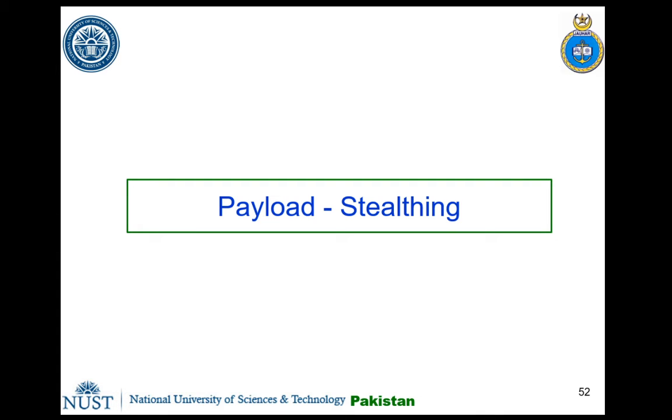Now coming on to the payload used for stealthing. The final category of payload we discuss concerns techniques used by malware to hide its presence on the infected system and to provide covert access to the system. This type of payload also attacks the integrity of the infected system.